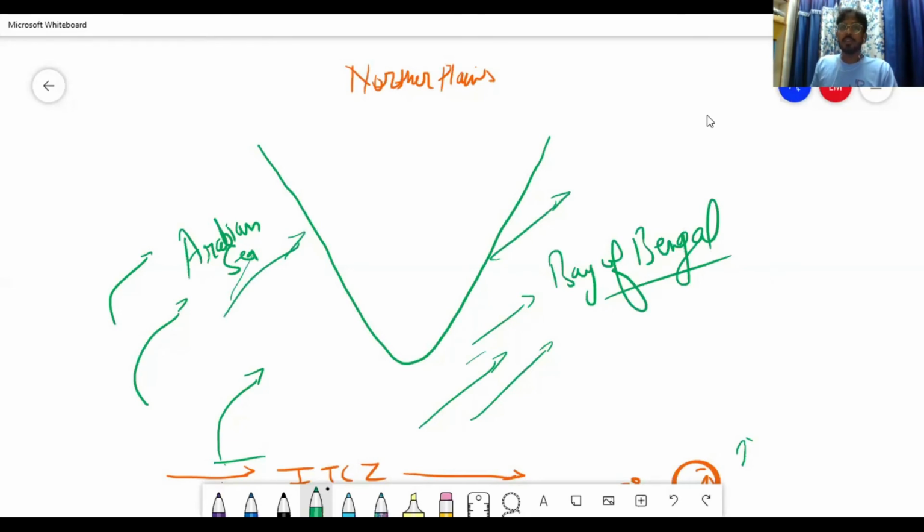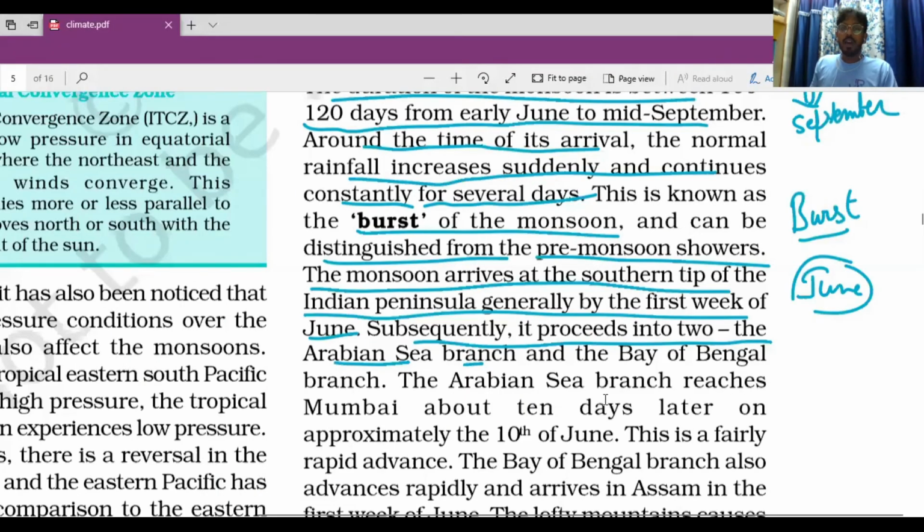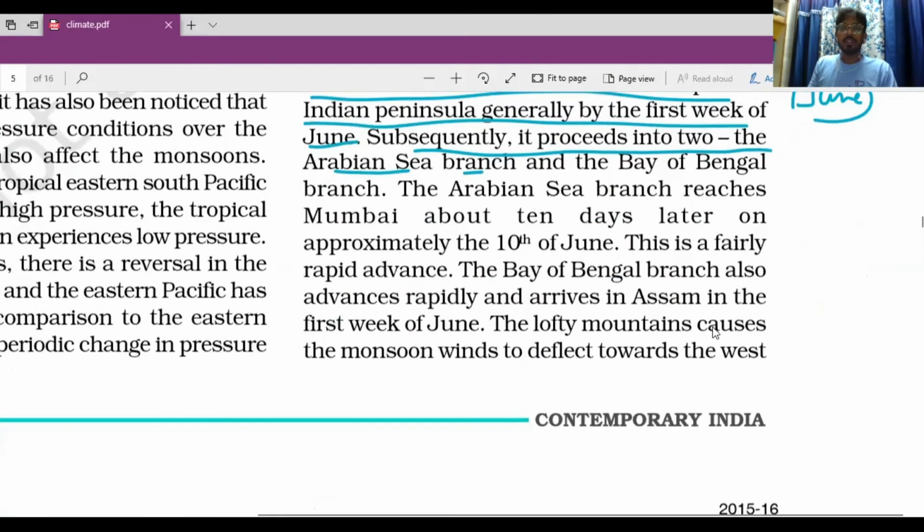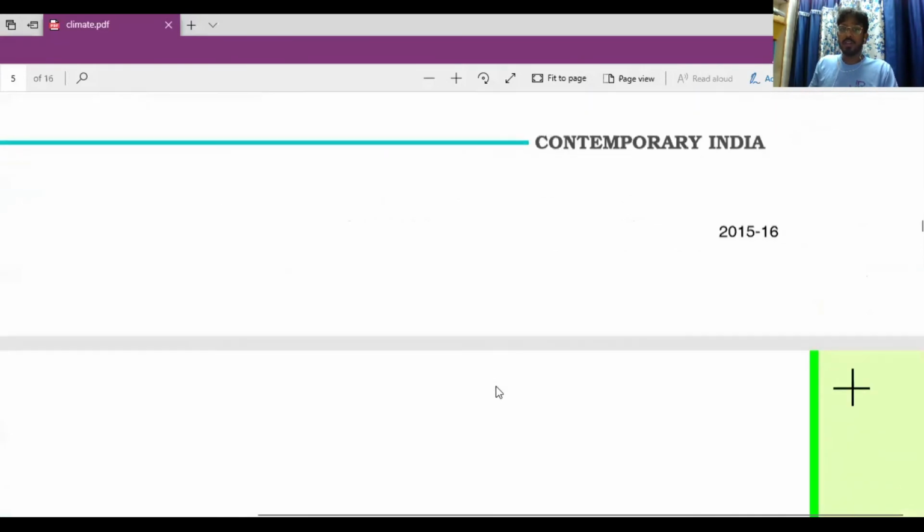So let's see more. The Arabian Sea branch reaches Mumbai about 10 days later, approximately on the 10th of June. This is a fairly rapid advance. The Bay of Bengal branch also advances rapidly and arrives in Assam in the first week of June. Lofty mountains cause monsoon winds to deflect towards the west.